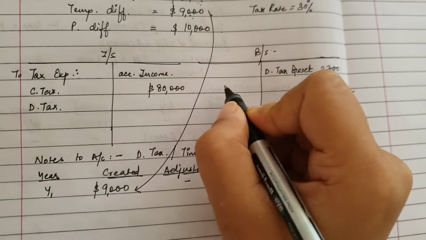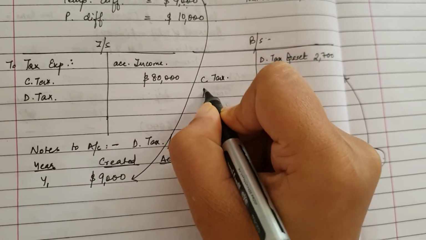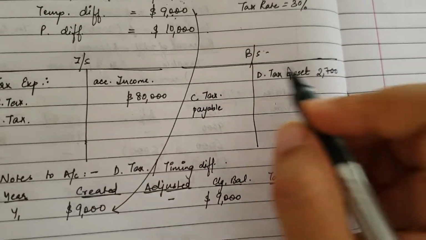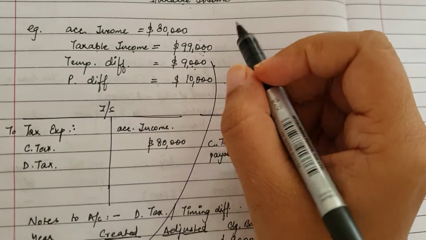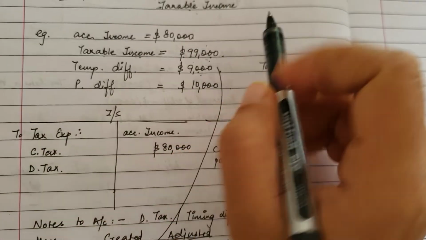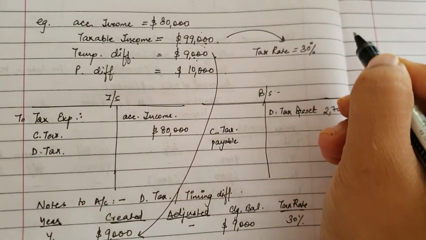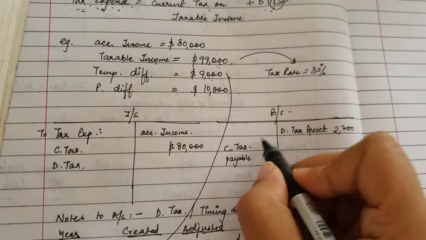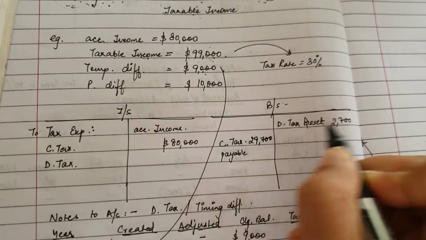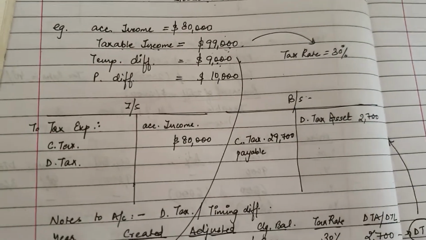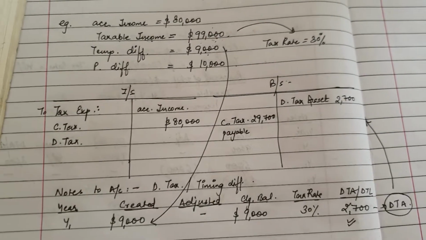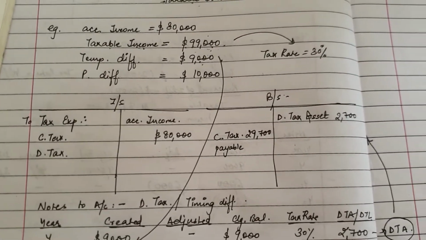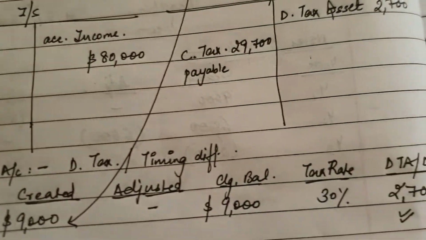We have a current tax payable sitting on the liability side of the balance sheet. How much would that be? Current tax payable would be the taxable income into 30%. What we are supposed to pay today, which is 29,700. I've pre-calculated it. So don't worry, the calculations are absolutely okay. Okay, so this was it.